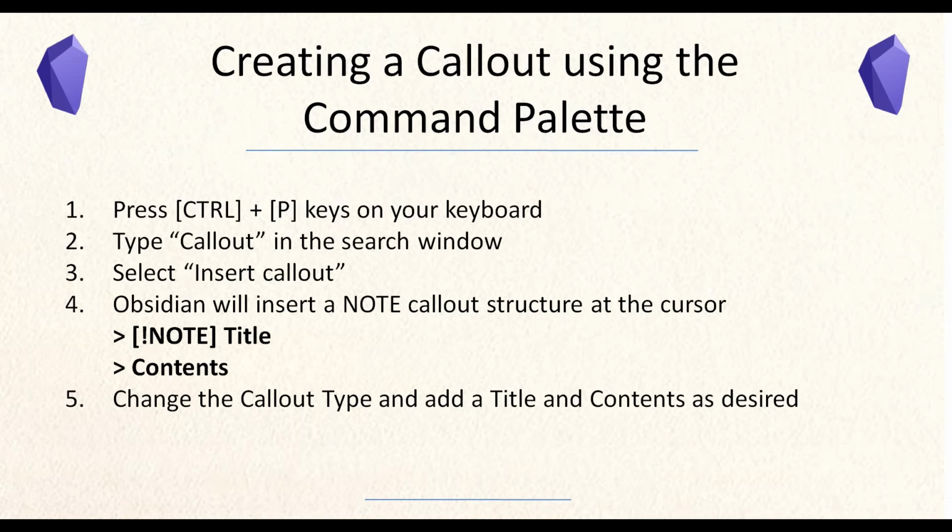So by default, Obsidian always places a note type of callout in your note when you use the command palette. And it'll put the word title where the title goes, and it'll put the word content where the content goes. You can then change any or all of these if you want to. So if you'd rather a tip type or a warning type, just change that word and put in whatever title you want and whatever content you want. Let's take a look at that.